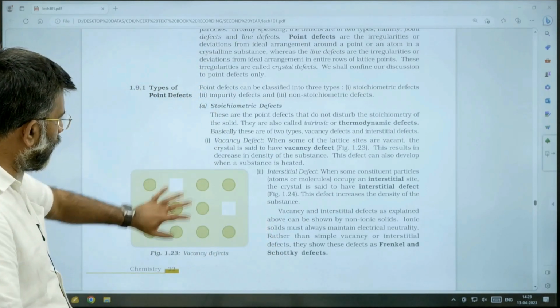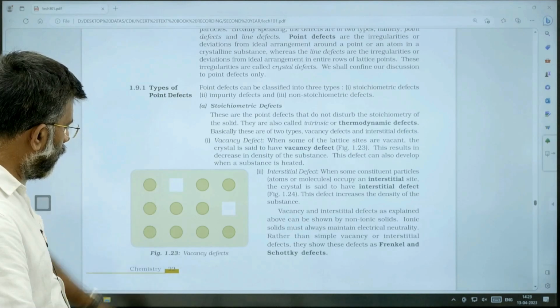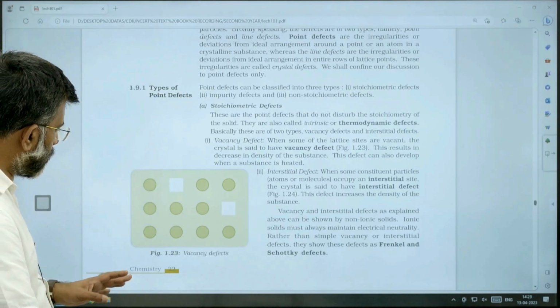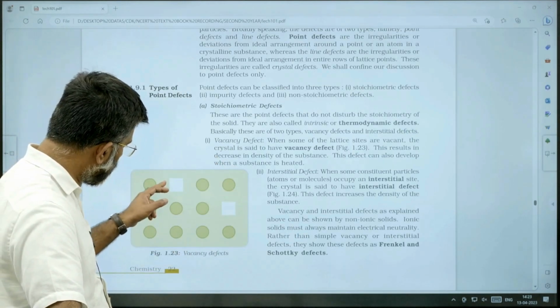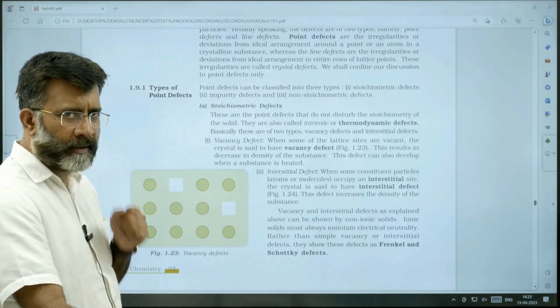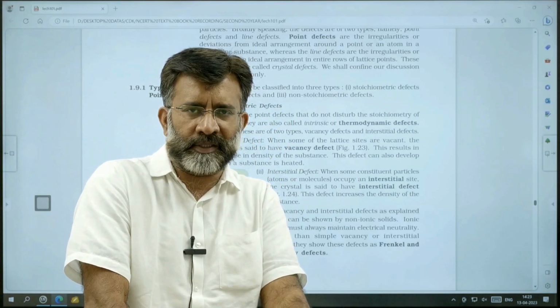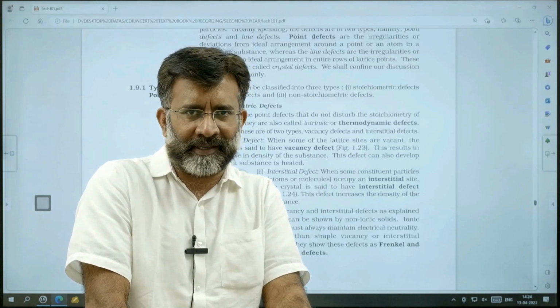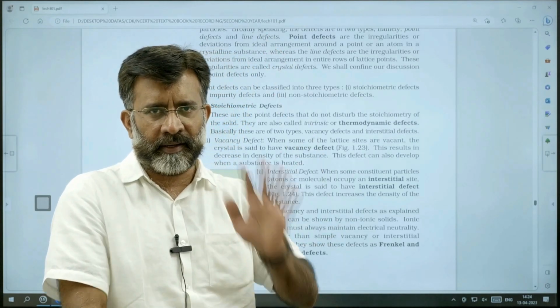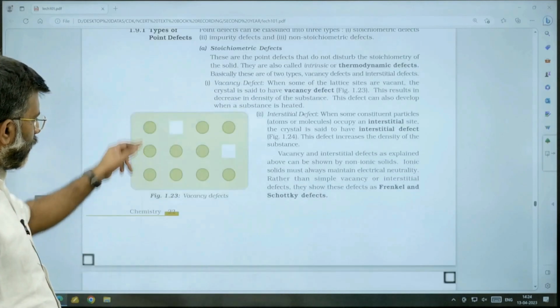This is one vacancy defect. This is called a vacancy defect. Simple to understand. Some particles are missing. Here one particle is missing. That is called a vacancy defect, which definitely will cause a decrease in density of the crystal. Density of the crystal will decrease. Okay, that is vacancy defect.